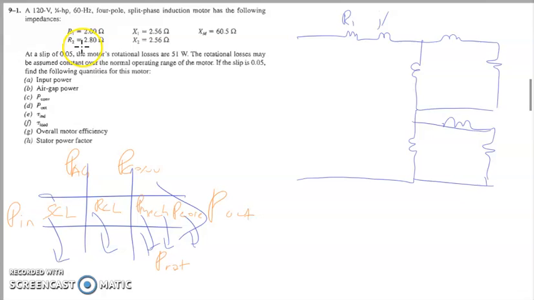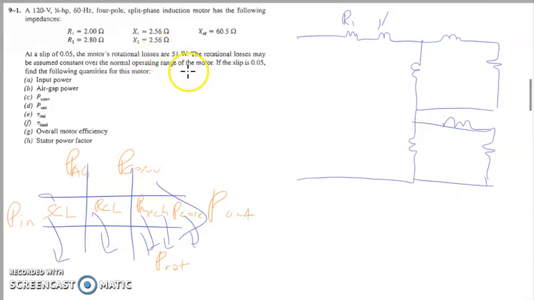Okay, 9.1 from your textbook. I shall discuss the solutions herewith. We have a 120 volt, 1/4 horsepower, 60 Hz, 4 pole split phase induction motor with the following impedance characteristics of R1, R2 and magnetizing impedance. It was also stated that the slip of this motor is 0.05 or 5%.